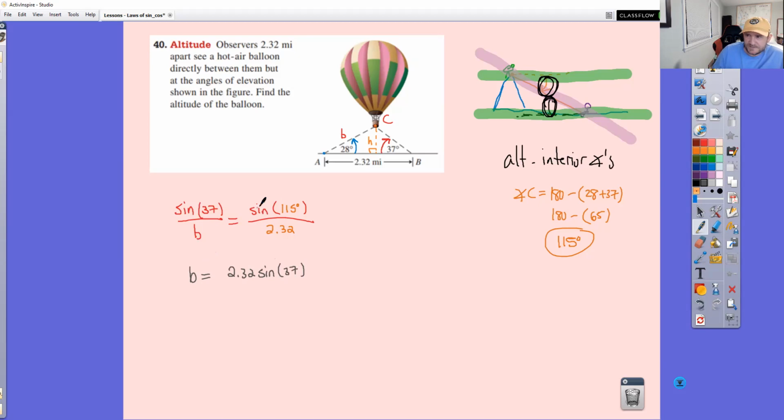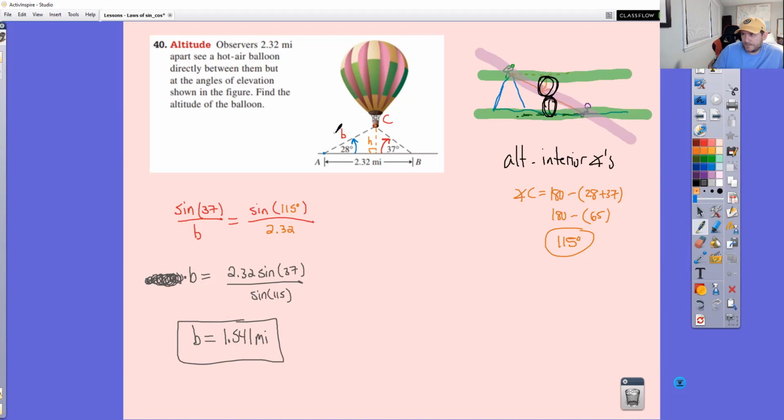And then remember, the B gets multiplied by the sine 115. So to solve for B, we would divide sine 115 on both sides. So basically, just don't even show it. We can go directly here. B will be this. So what is this? 2.32 times the sine of 37 divided by sine 115. 1.541 is what I'm getting. These are miles again.